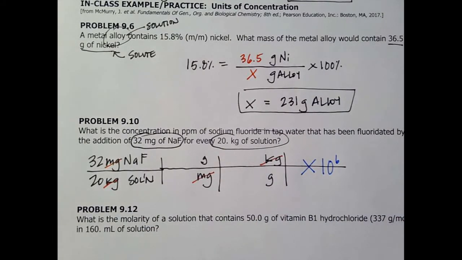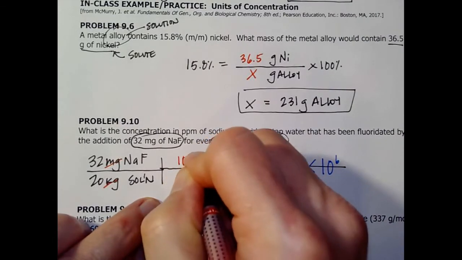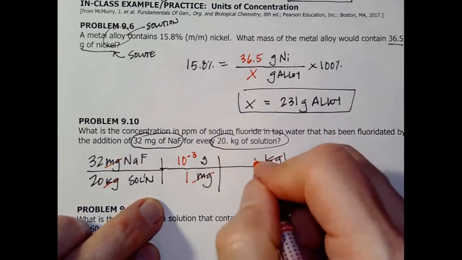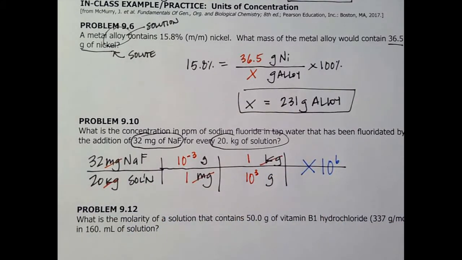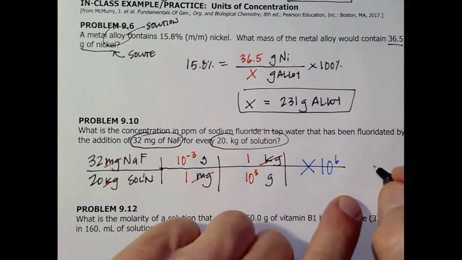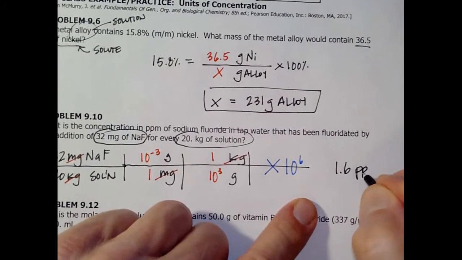Well, of course, in chapter 1, we memorized this, right? 1 milligram, 10 to the minus 3 grams. 1 kilogram, 10 to the plus 3 grams. And when I do that math, I get 1.6 ppm.